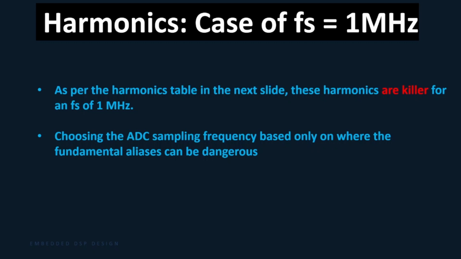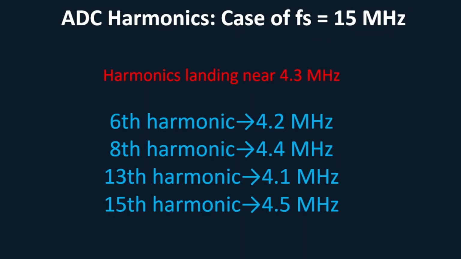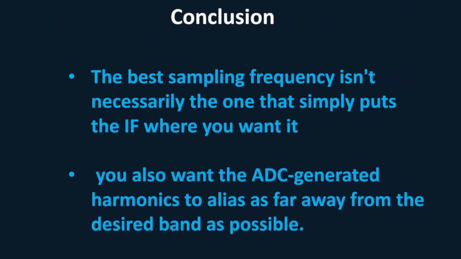So there is an FS that you have to select so that you can design an anti-aliasing filter with enough margin on the sides, and also an FS that pushes away, or would at least make sure that the harmonics would not land in the passband of the system. So I think this covers what exactly I want to talk about. And the conclusion is that the best sampling frequency is not necessarily the one that simply puts the IF where you want it. You also want the ADC generated harmonics to alias as far away as possible from the desired band. And this is the takeaway from this video.